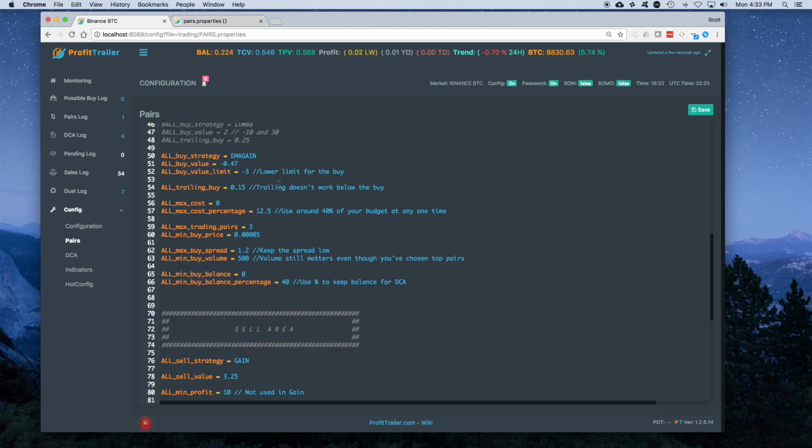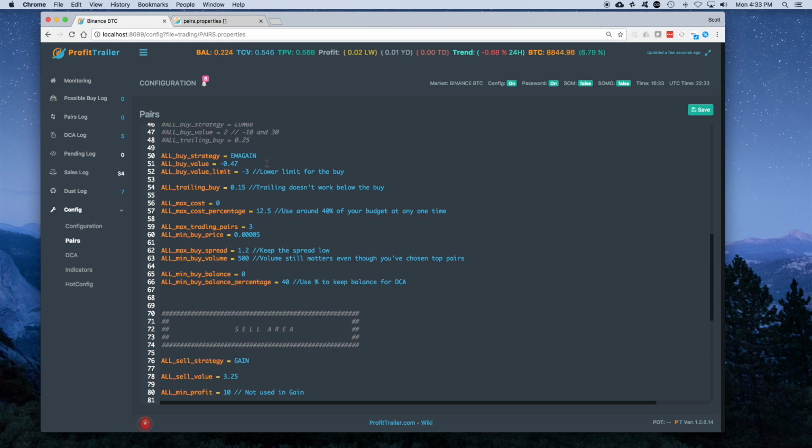The all trailing buy here is set pretty low, because I don't want to risk it coming back up with a big number like 0.5 or even 0.3, because this is trying to trail down. Because it's not trailing down a whole lot, I don't want my coin to buy if it gets above the EMA gain number that I've got set in the all buy value. So I keep that fairly tight.